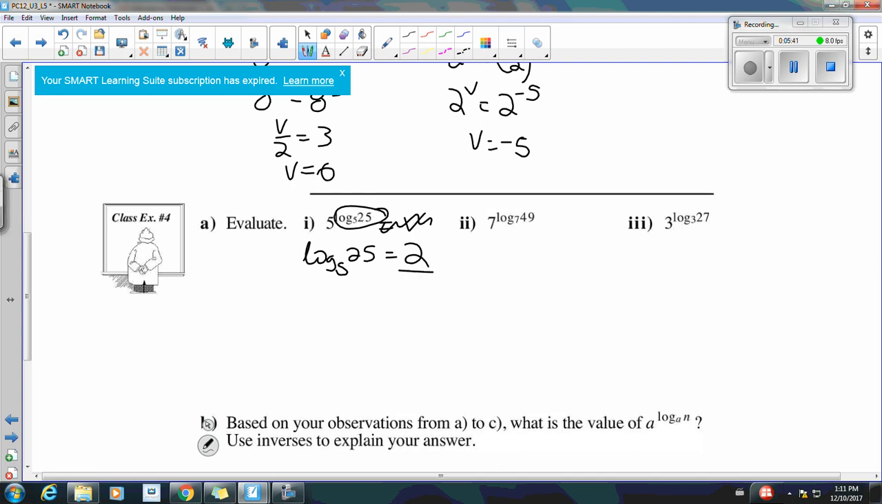So the value of log base 5 of 25 is 2. 5 squared is then 25. So it's easy to evaluate the logarithm first and then deal with the exponent. So the same thing would go there for the other two.